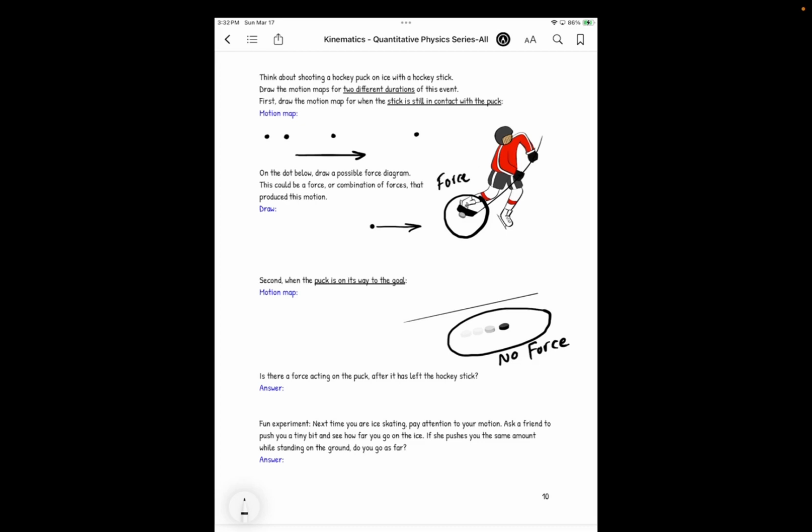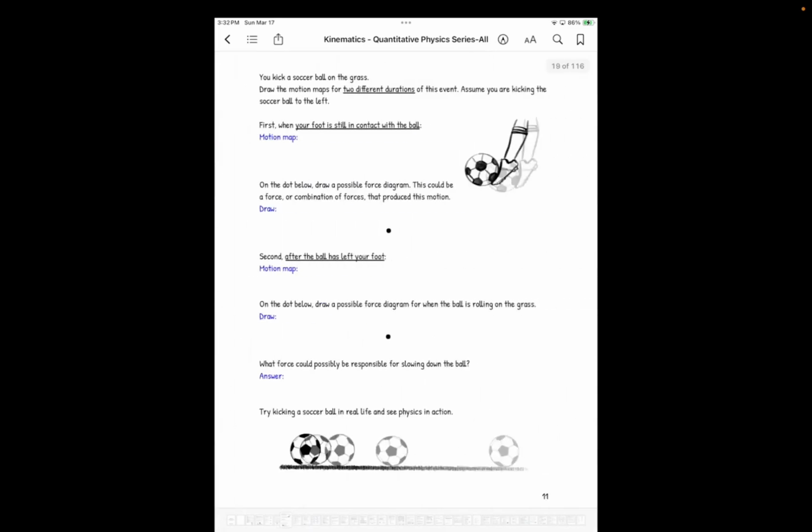Yeah. Okay. So let's say after the puck has left the stick, how does the motion map look? It would go at a constant speed. At constant speed because there's no friction on the ice. Yeah, no force at all, right? In this case, we are assuming there's no force at all, right? Yes. Okay. So we are kind of practicing with this a little bit more.